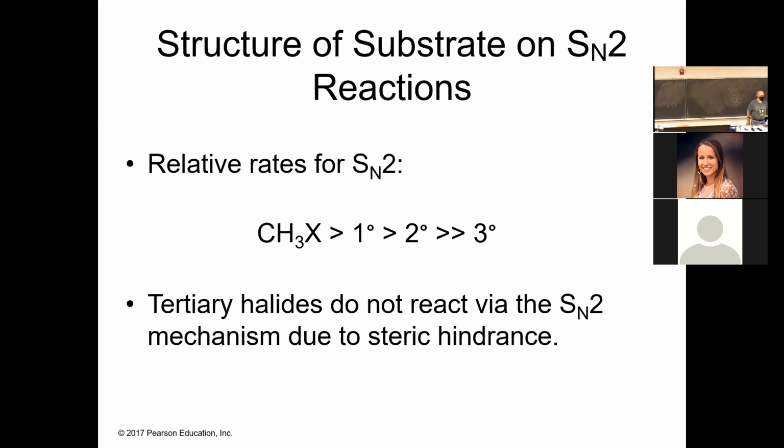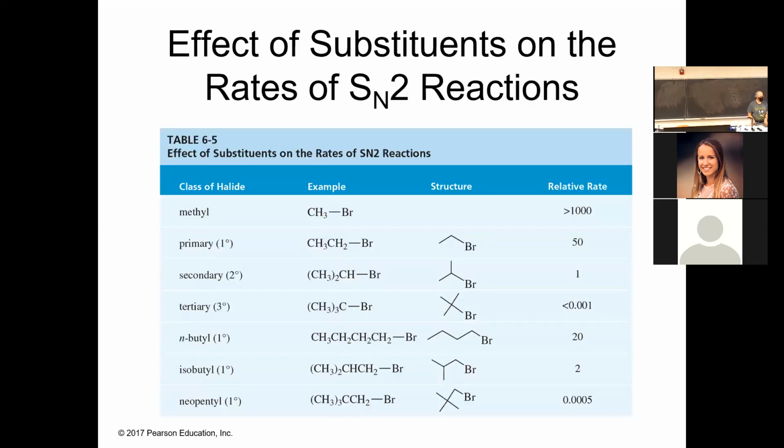Okay, another factor is the structure of the substrate. The order of reactivity for SN2 reactions is methyl substrates are the fastest, followed by primary, then secondary, and then tertiary substrates really don't undergo SN2 at all. They are too crowded. We call that steric hindrance. Okay, so here's a table of relative rates.